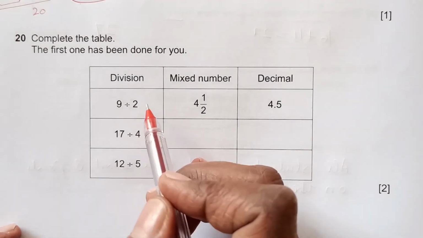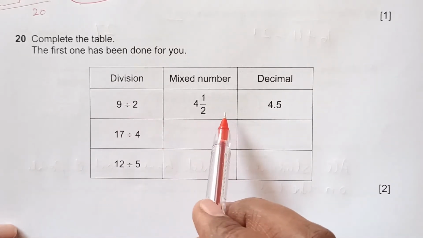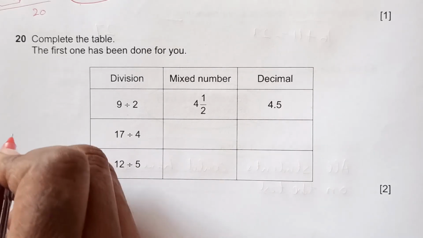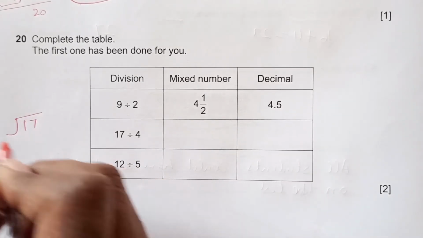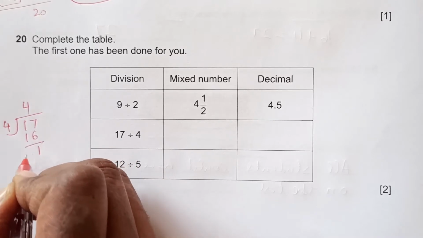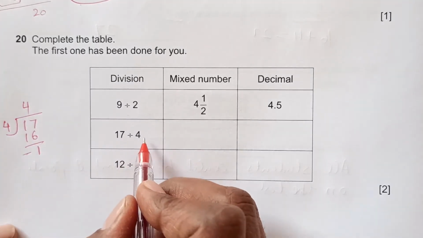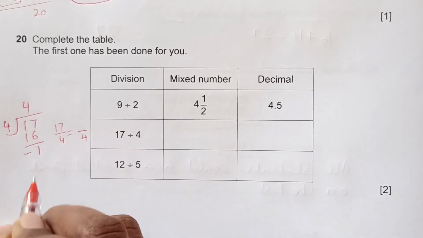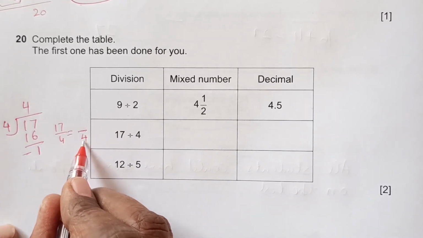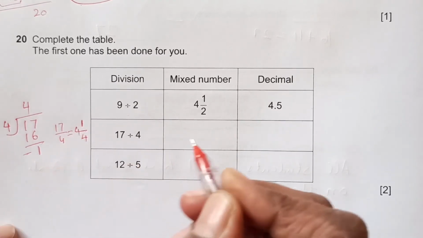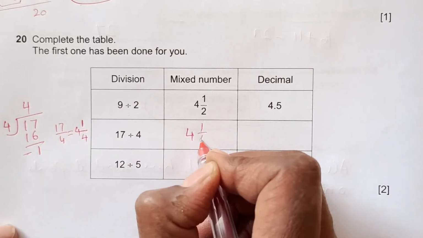The first one has been done for you: division, mixed number and decimal. So we are just dividing it. 17 by 4, 4 times 4 is 16, so 1 is the remainder. So I always told you, if it is 17 over 4, 4 remains here in the denominator and the remainder goes up here, remainder is 1. So it's going to be 4 1 over 4.